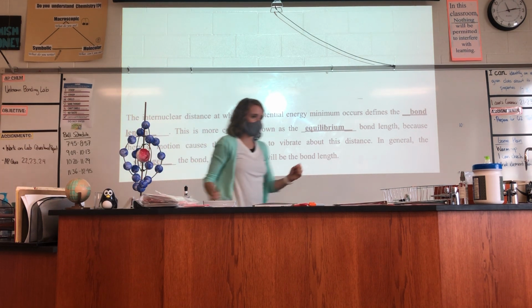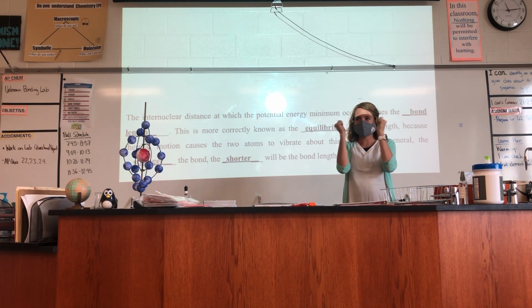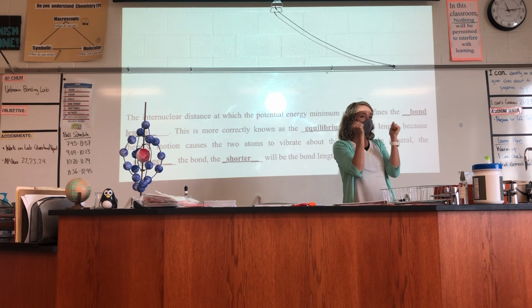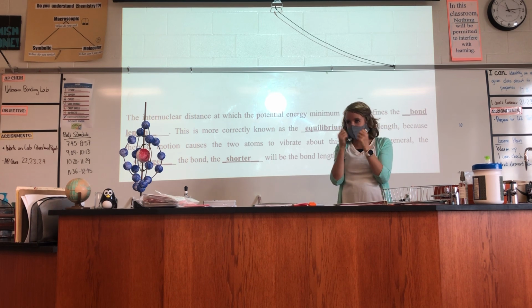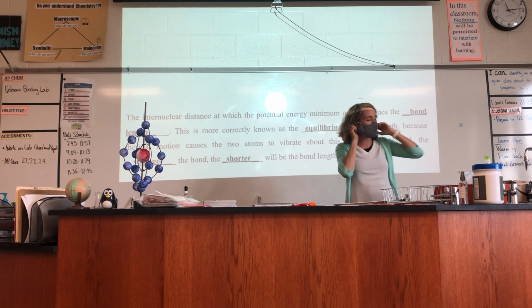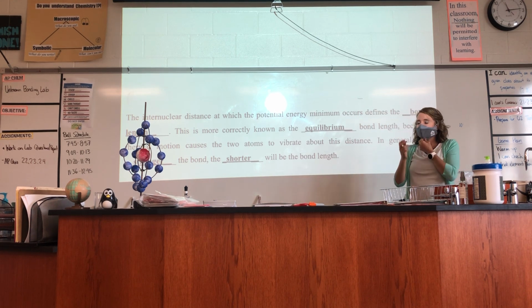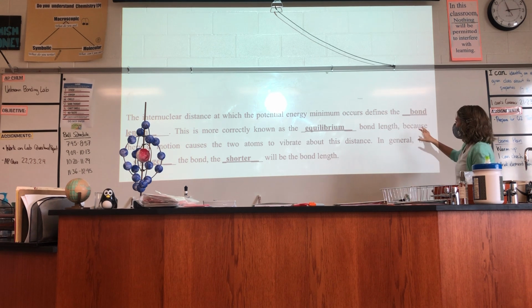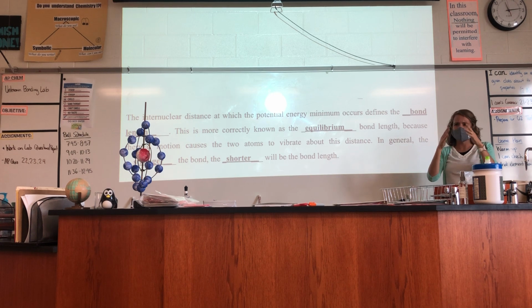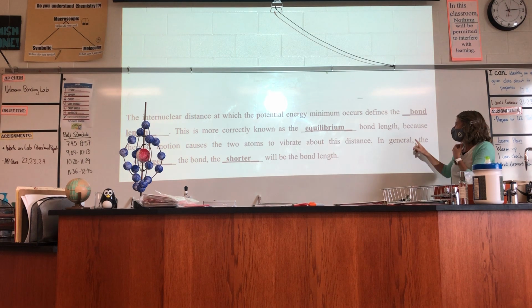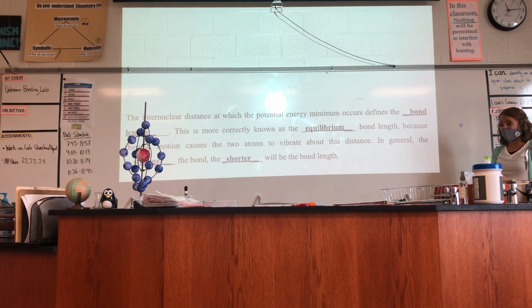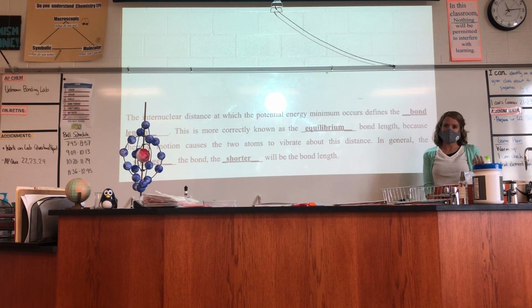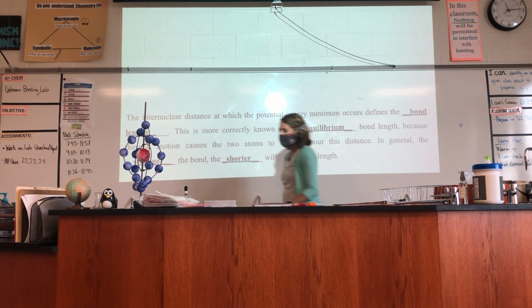Atoms, in a sense, are constantly vibrating. And so technically the length of that bond is constantly changing. But the point that's measured on the graph is the equilibrium between them, meaning it's the average of what's happening through the vibrations. Okay? And then in general, the stronger the bond, the shorter the bond length will be.